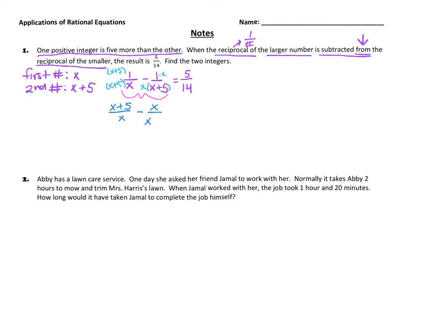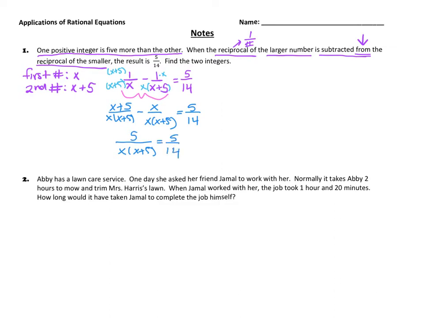And what that'll get me is x plus 5 over x minus x over x. Oh, shoot, I made a mistake. My denominator is not going to be x. It's going to be x times x plus 5, excuse me, and that's what this denominator is going to be. That was the whole point of getting the common denominator. So now that I have a common denominator on the left side, I can combine my numerators. So x plus 5 minus x is just going to be 5.